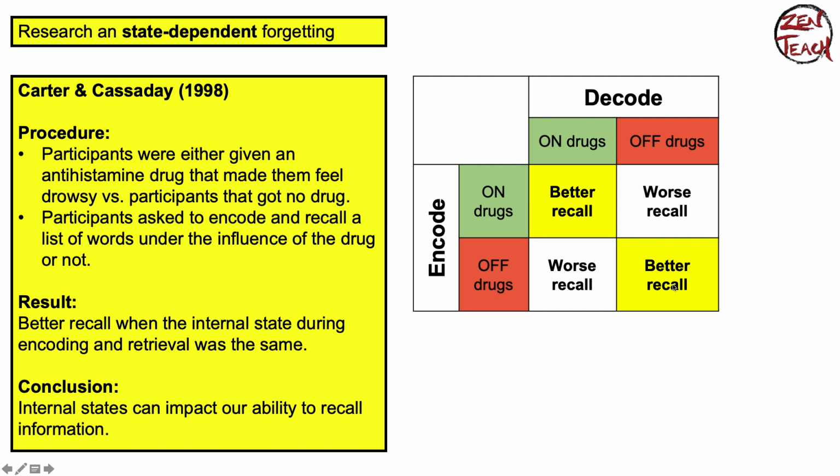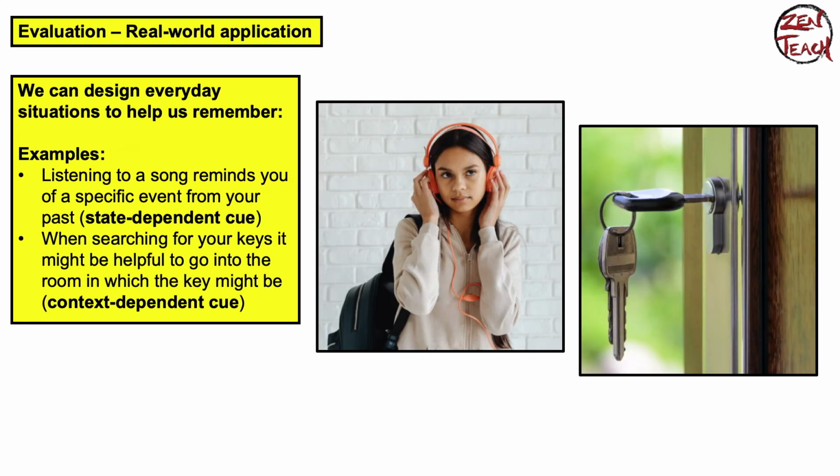Okay? This is an example of a state-dependent cue doing its job in terms of helping you retrieve information. The cool thing about this kind of research is that it's extremely practical. You can apply it to your everyday life. Say you wanted to remember what you did at a particular location.